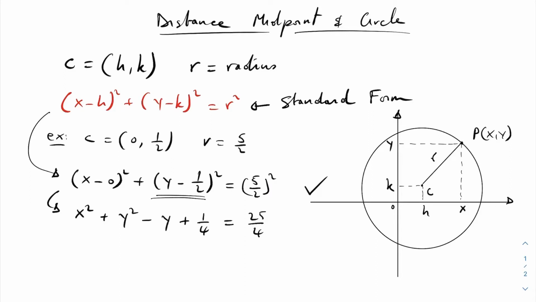And so finally, we can send everything to one side of the equation so that we have 0 on the right. That's going to give us x squared plus y squared minus y minus 6 equals 0, because 1/4 minus 25/4 is the same thing as negative 24/4, which is just negative 6. And so this here is going to represent the general form of our equation of a circle. And then you are done.